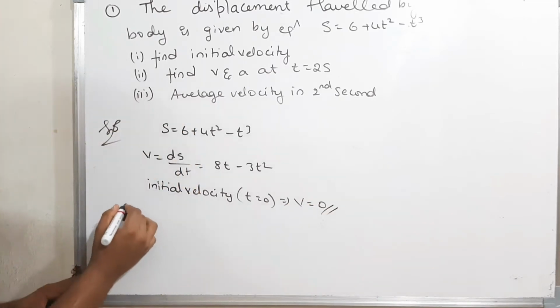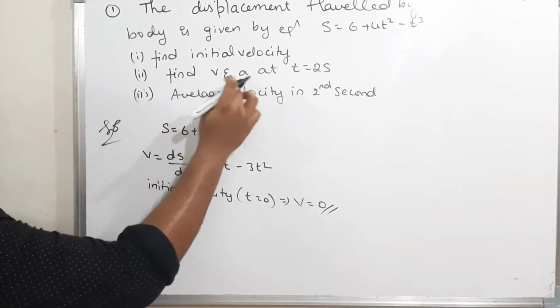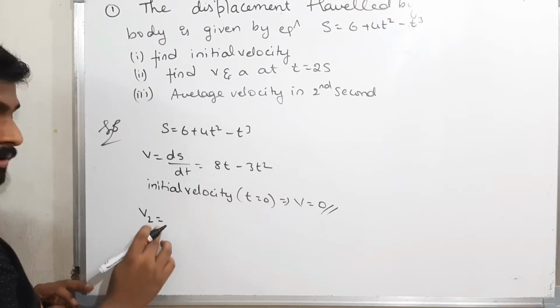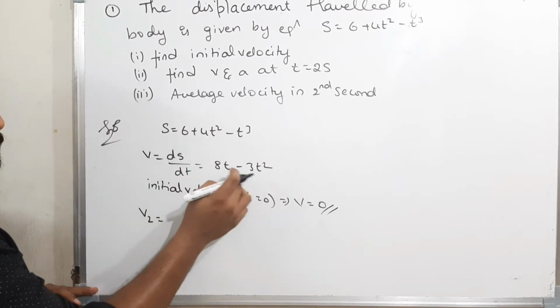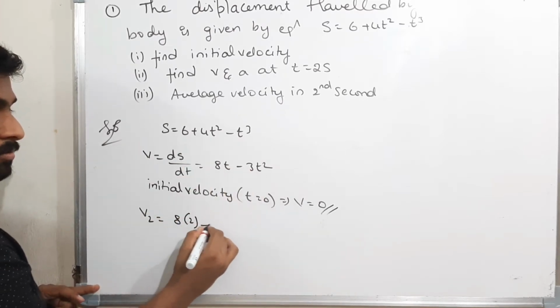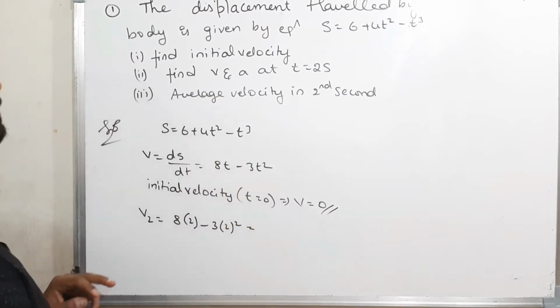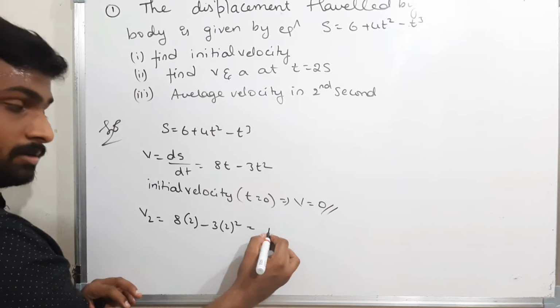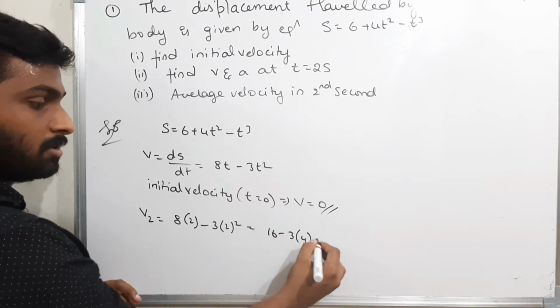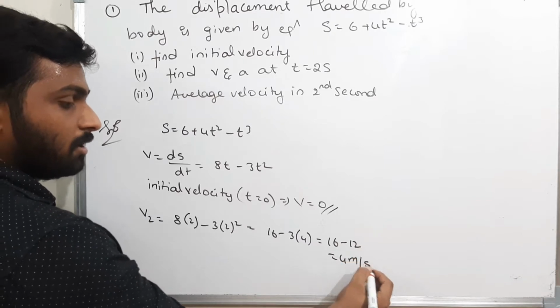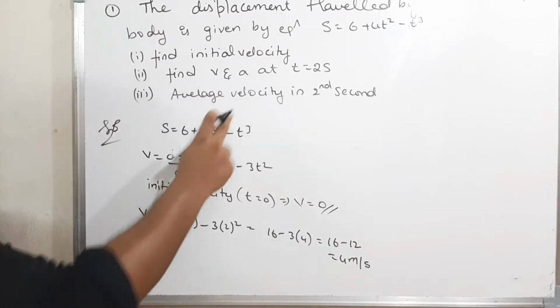Well and good. Now next one, they told to find the velocity at 2 seconds. Now what is the velocity at 2 seconds? The velocity at 2 seconds, just keep t is equal to 2 in this equation. How much? 8 into 2 minus 3 into 2 square. 8 2s are 16 minus 3 into 4 is 16 minus 12. That is nothing but 4 meters per second. Okay, well and good. I got the velocity at 2 seconds.